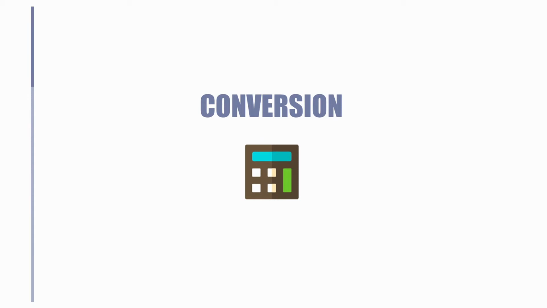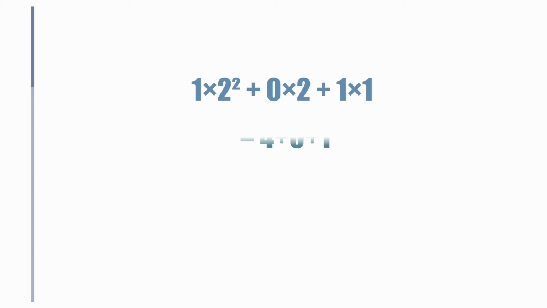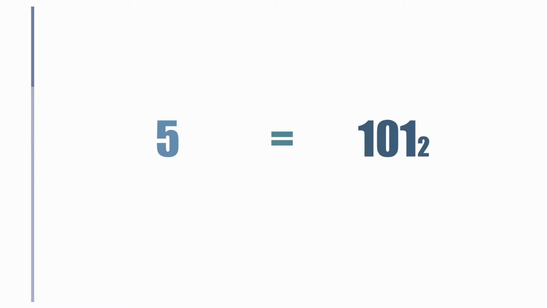So what about the conversion? For the conversion, you will just solve them. For example, 1 times 2 to the power of 2 plus 0 times 2 to the power of 1 plus 1 times 2 to the power of 0 will be 4 plus 0 plus 1, which is 5. So 5 is the denary form of 101.